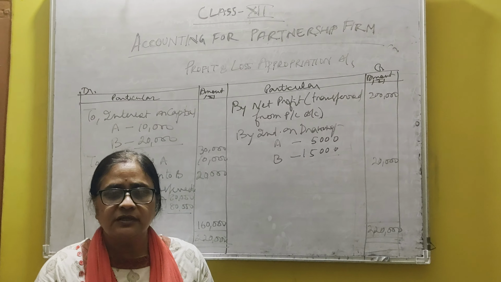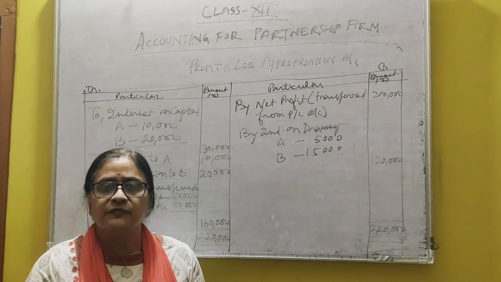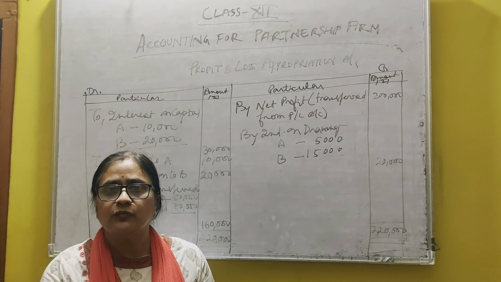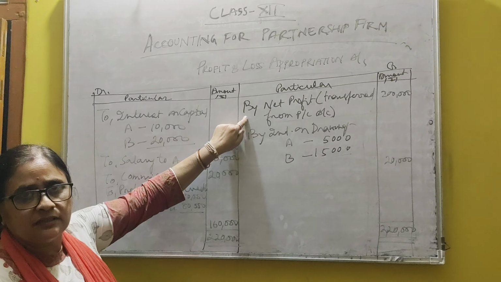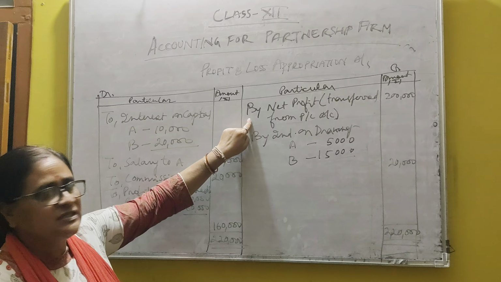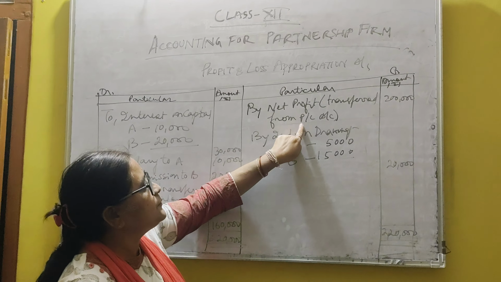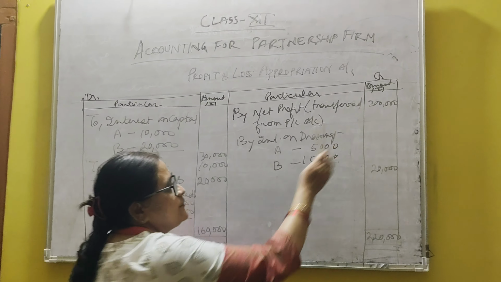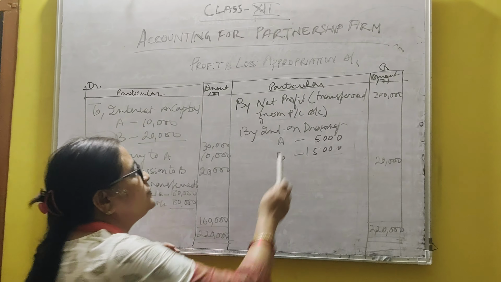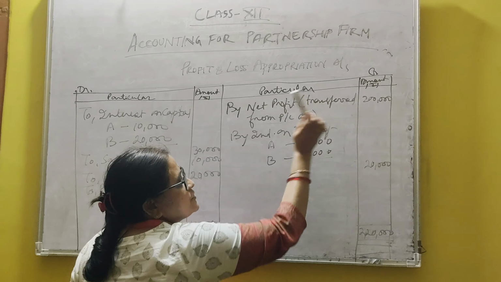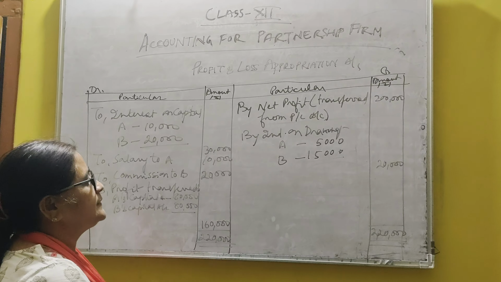Now this is the format of profit and loss appropriation account. Before I start with the format, you should remember one very important point. First of all, you have to bring the profit here, and the profit will be given in the question. By net profit transferred from profit and loss account. This is the amount. For example, these all amounts are fictitious. Let us say it is 2 lakhs rupees. Fine, that will be given in the question.